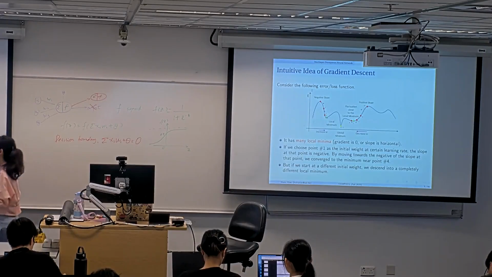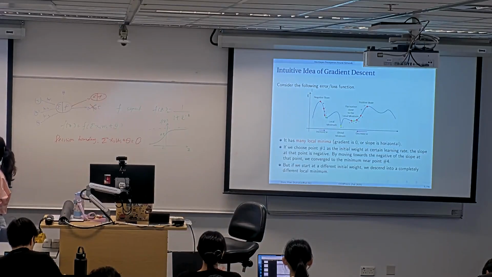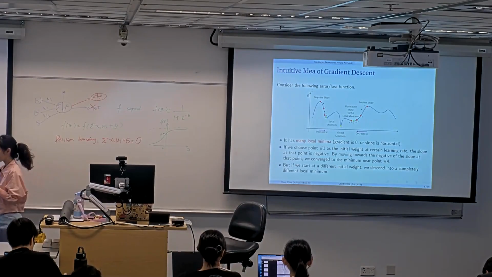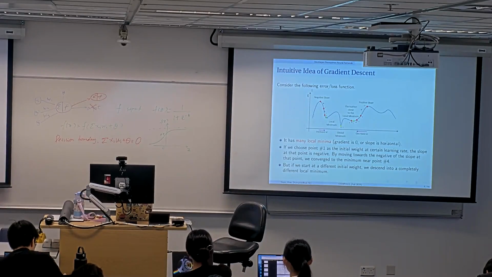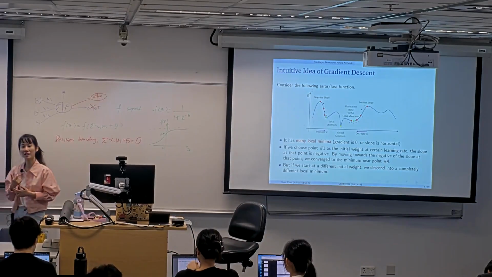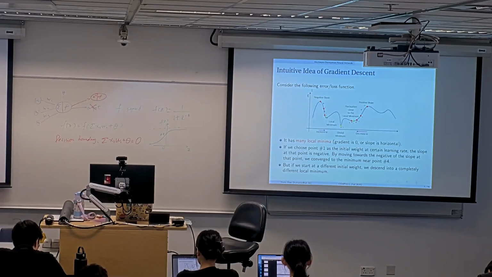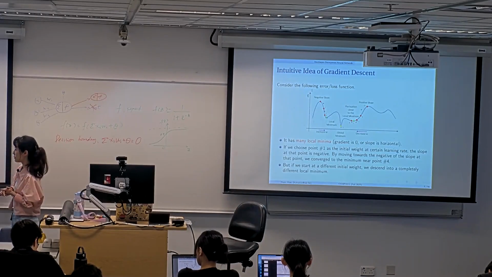What is a local minimum? A local minimum is a point like here, the 0.4, 0.5, 0.7. They are called local minima. Local minima means it's the minimum when we consider a small neighborhood. And in local minima, there is an important property: the gradient must be 0, or the slope is horizontal. Then we call it a local minimum.